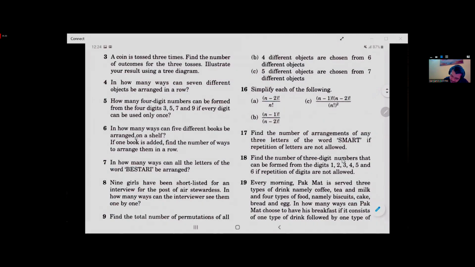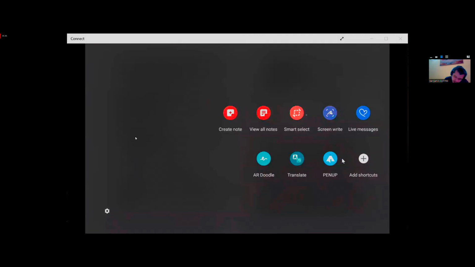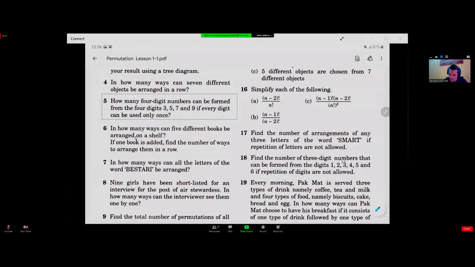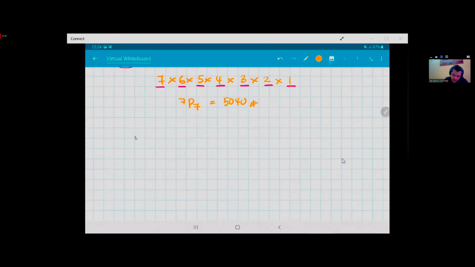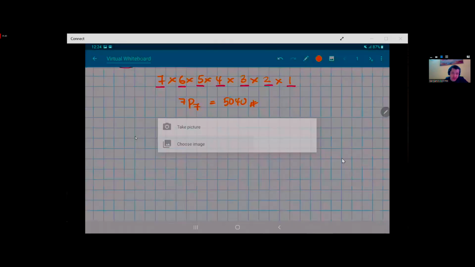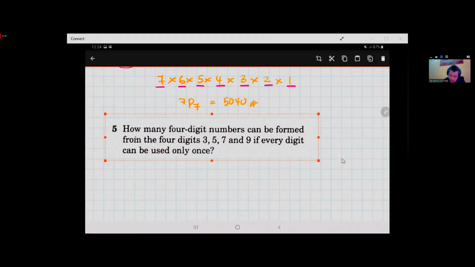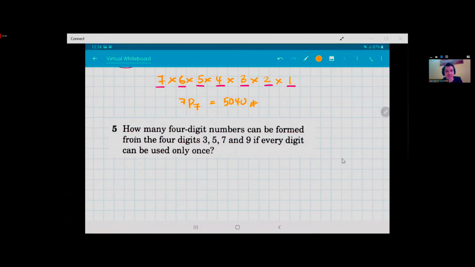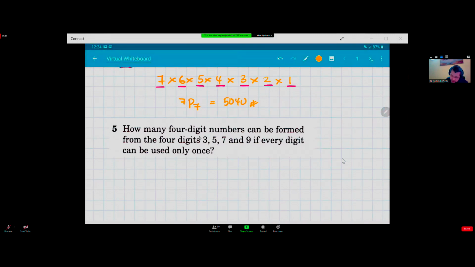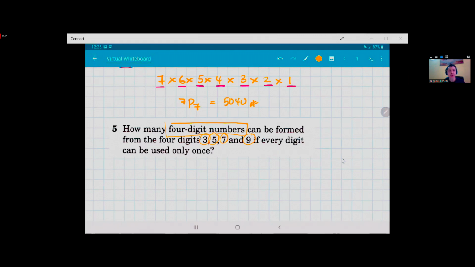Actually, you will realize that every single question here, bentuk dia lebih kurang sama. What do I mean? It's just that just now in question number 4, dia kata object. Fine, object. So 7 objek, 7 ruang kosong. Now it says number, nombor. So number 3579 terdapat 4 digit. Tapi nombor dia ialah 4 digit number. Faham tak? Nombor 4 digit.